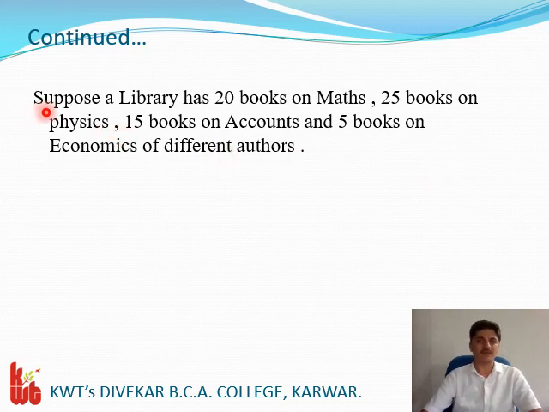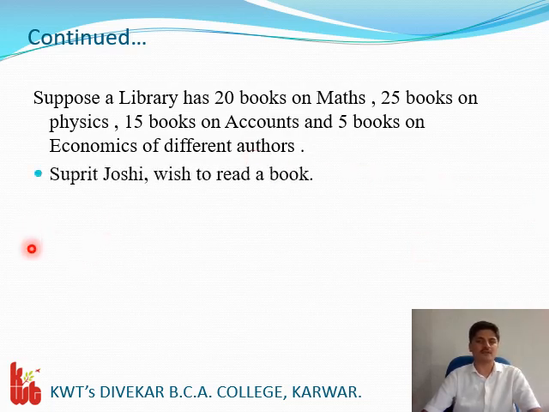Another example. Suppose a library has 20 books on maths, 25 books on physics, 15 books on accounts, and 5 books on economics, of different authors. Now the question is, Suprit Joshi, one of your classmates, wishes to read a book. Simultaneously, how many books can he read? Only one book, right?